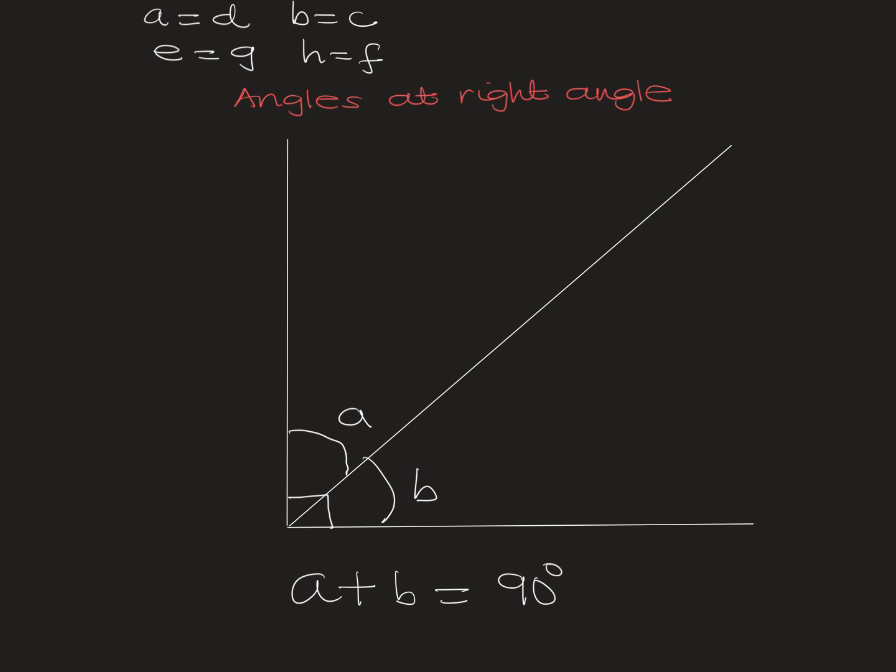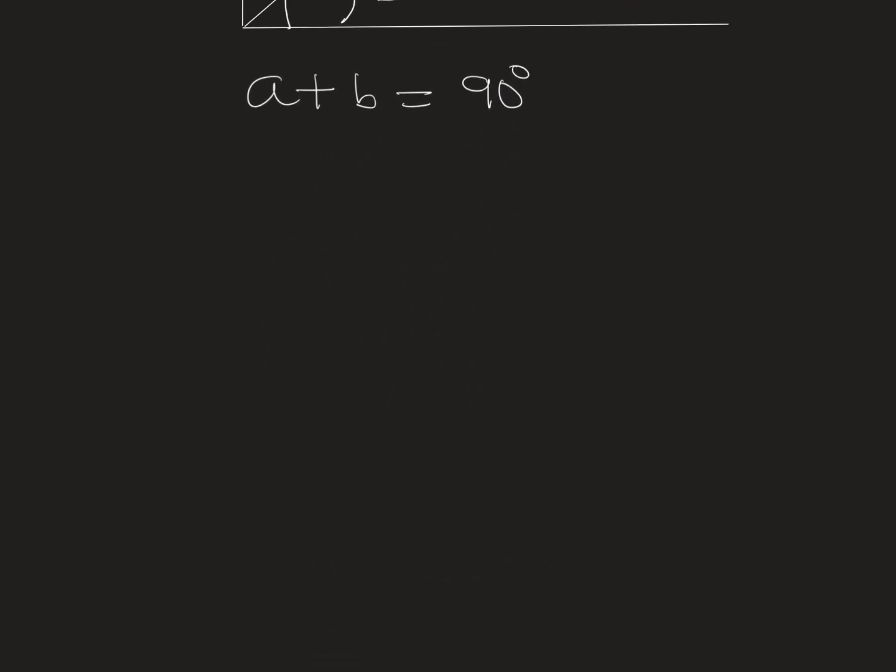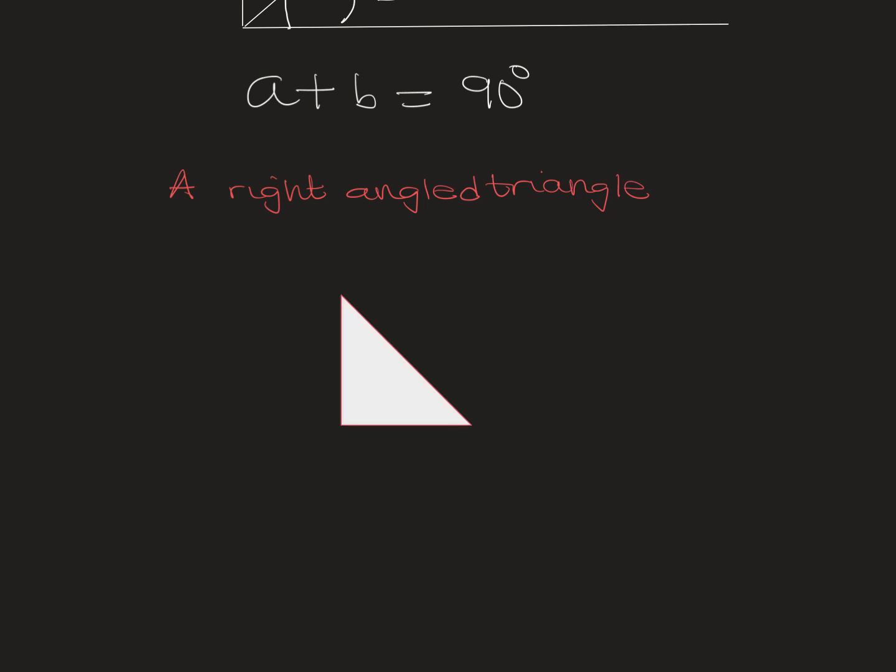Okay, so angles at right angle. So if you have a right angle like this, A plus B will be equal to 90 degrees. Now we can move on to triangles. Okay, we can have a right angle triangle and the shape of the right angle triangle looks like this.